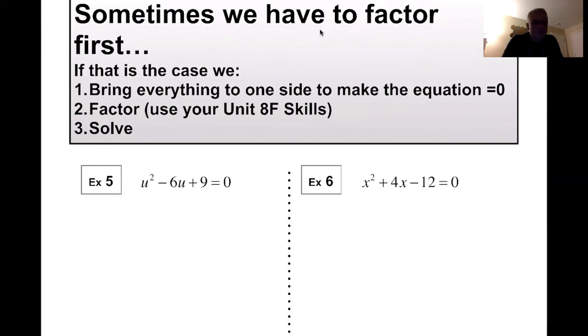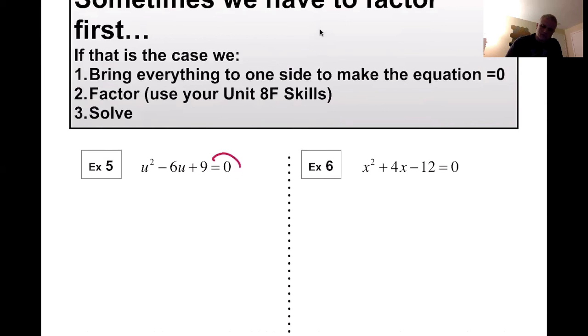Sometimes we have to factor, which is what 8f was all about. If that is the case, we bring everything to one side so we get equals 0 on one side. Got to have equals 0. Then we're going to use all the stuff we did in 8f and factor it. And then we're going to do the steps that we just talked about. We're going to solve. Okay, so factoring.